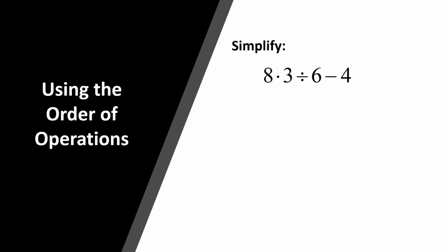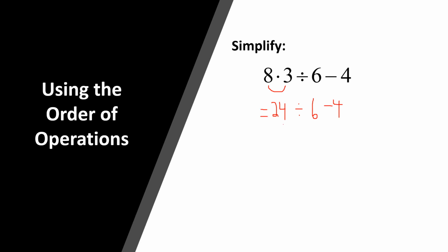Let's begin. Simplify 8 times 3 divided by 6 minus 4. We have three operations: multiplication, division, and subtraction. So going from left to right, we do multiplication or division first. Since multiplication is more to the left, we multiply 8 times 3 and we get 24. Bring down divide by 6 minus 4.